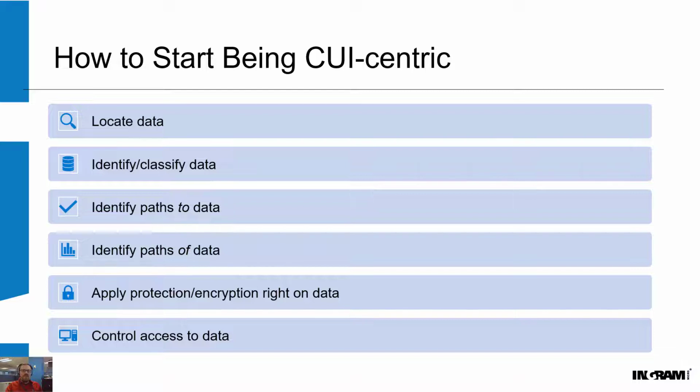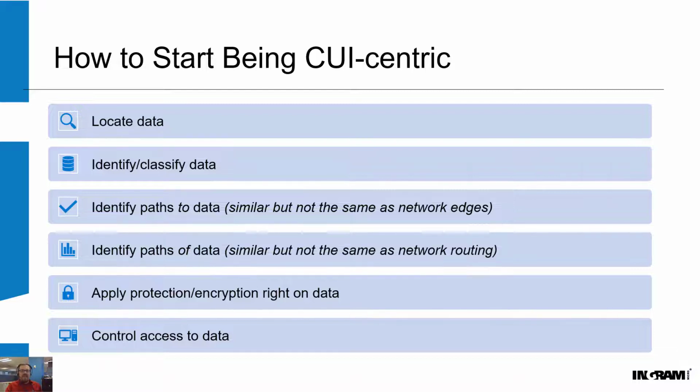A few notes on this. When we're talking about paths to the data, that may sound like network routing or network edges, but we're a little bit different on that. Once again, we're a little bit different. And then protection or encryption right on the data, that may sound similar to file or folder encryption, but once again, we're talking about something just a little bit different. And of course controlling access to the data, that's pretty much the same on whatever you're looking at.